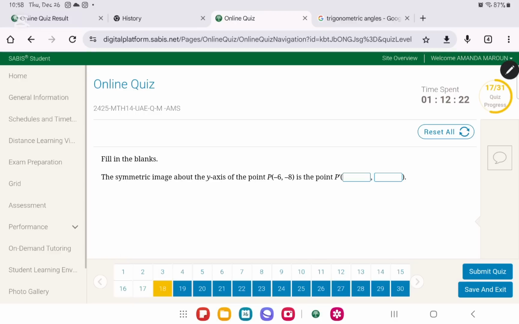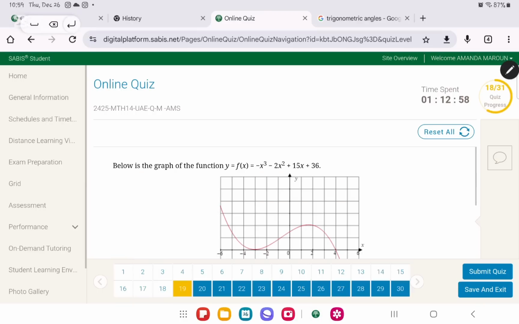Moving on to question number 18, when they say symmetric about the y-axis, that means it is even. When we are talking about even, only the x is going to change. That means y is going to stay the same sign, okay? Only the x is going to change, meaning it will change from a minus 6 to a 6. All right, so it's going to be 6 and minus 8. Now, moving on to question number 19.